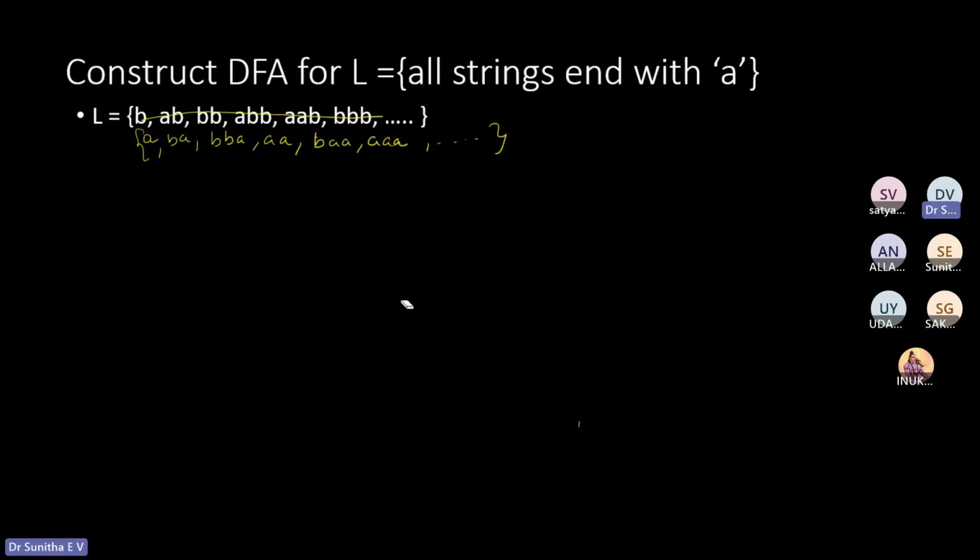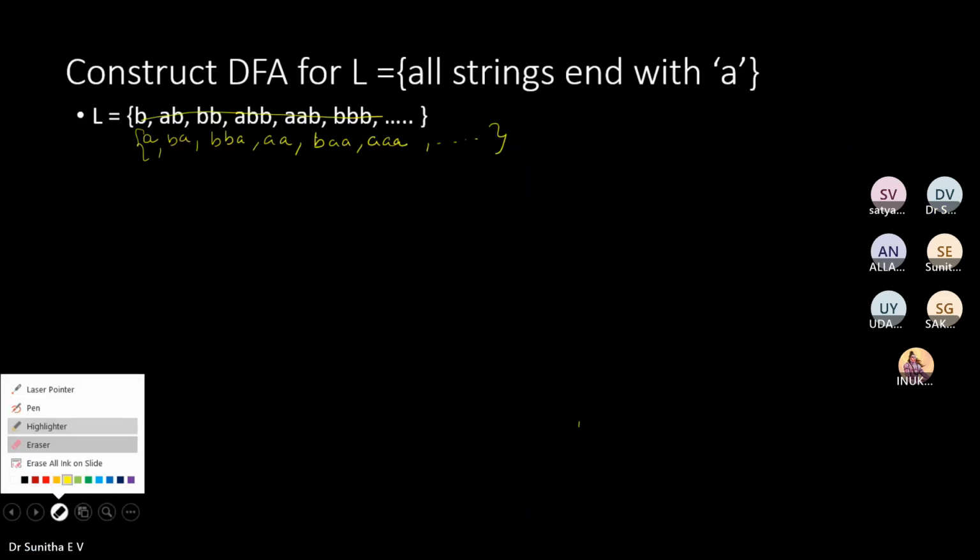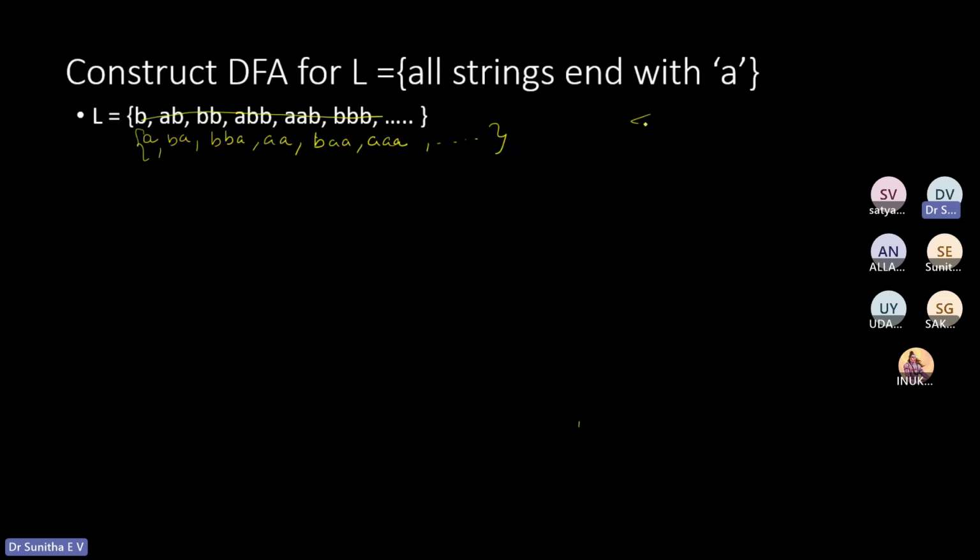We are going to construct a machine, a DFA, that accepts all strings ending with A. Assume the alphabet is A, B. The possible strings are: A is a string ending with A, BA is also ending with A, BBA, AA, and BAA are ending with A. So all these are strings ending with A, and they make up the language. L is equal to this set.